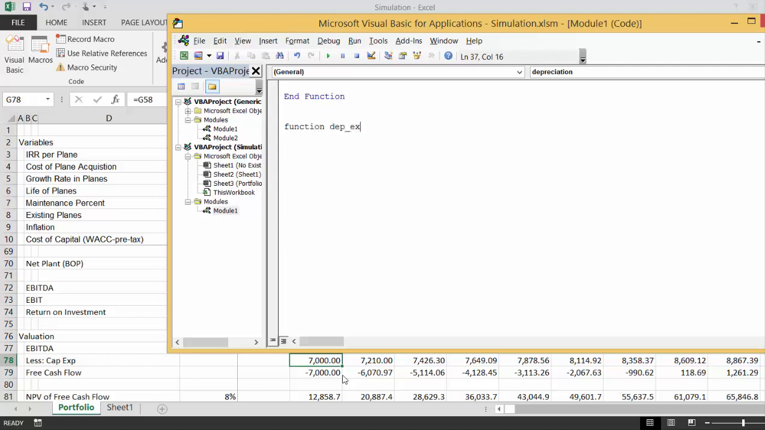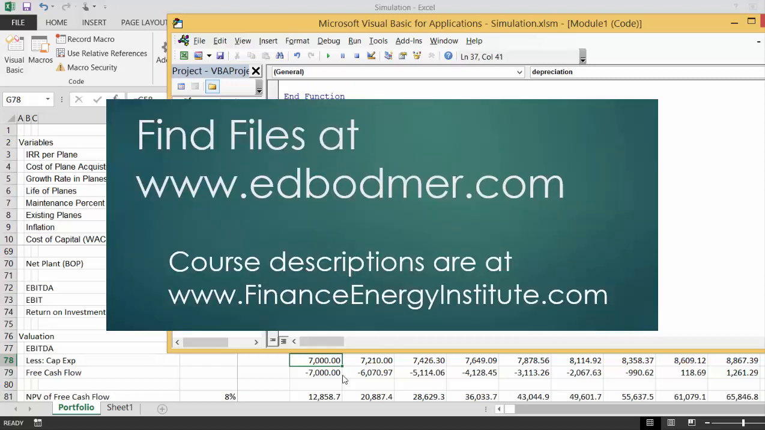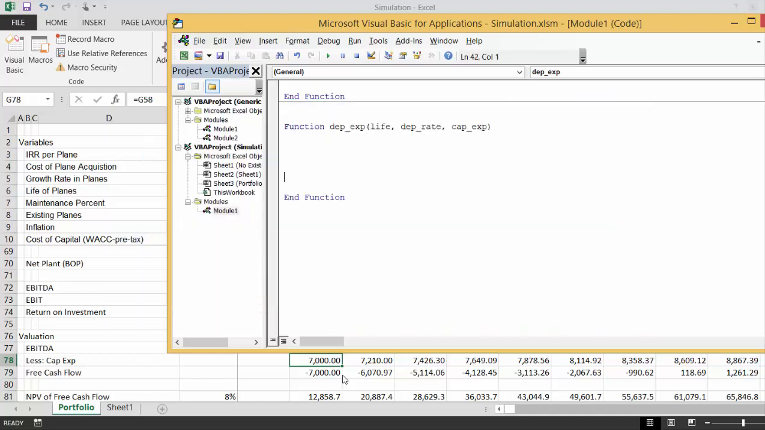And then we put x, and then we put the life of the project, the depreciation rate, which is an array, and the capex, which is another array. And at the end, you better put depreciation expense down there.